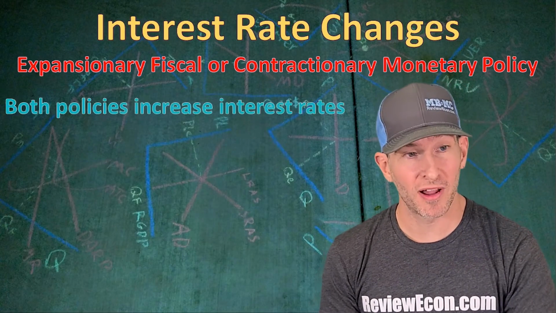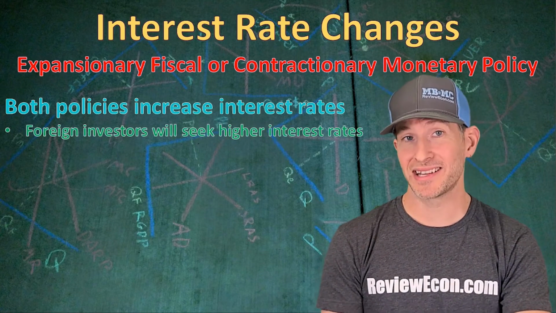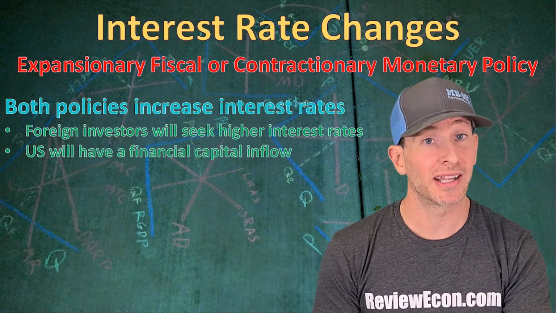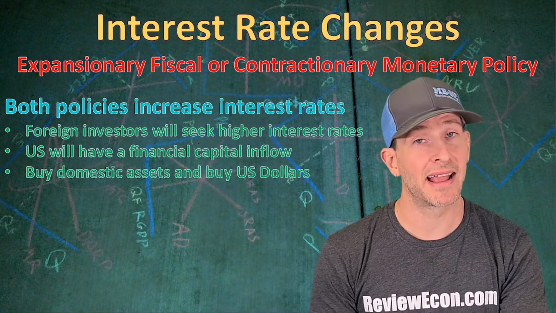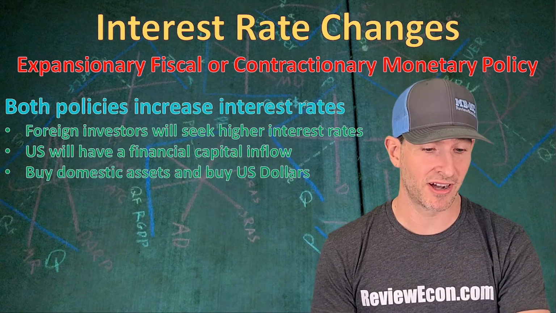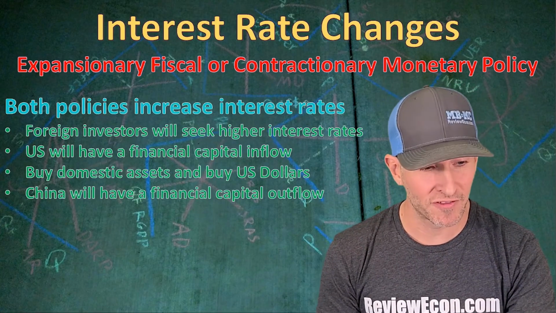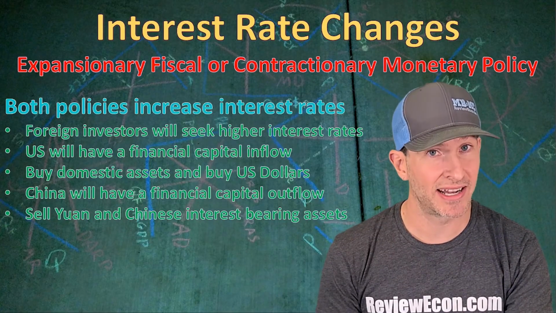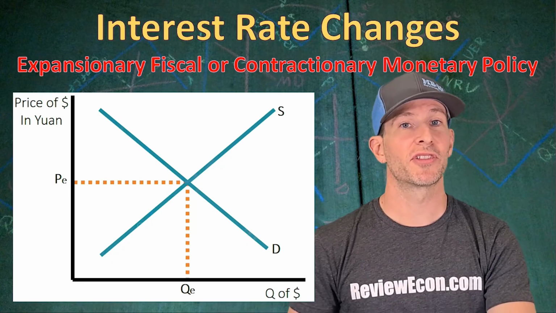Since both of those policies caused an increase in the interest rate and foreign investors will seek those higher interest rates, the United States is going to see a net capital inflow, and that means foreign investors are going to buy United States assets and therefore buy United States dollars. On the flip side, China will see a net capital outflow and people will sell Chinese yuan and Chinese interest-bearing assets as a result.